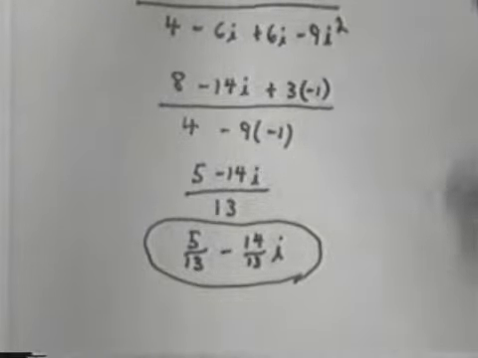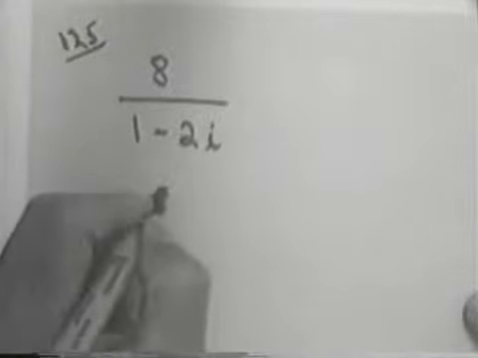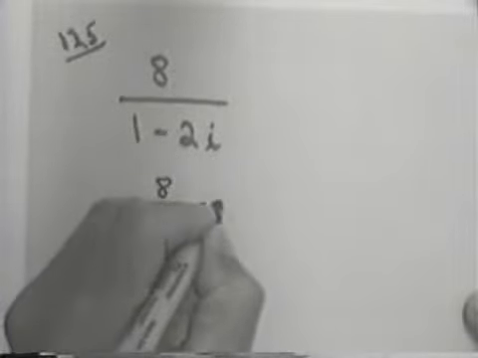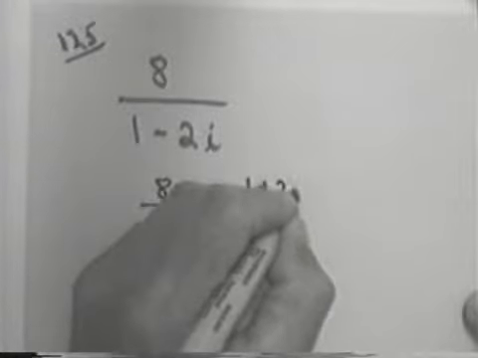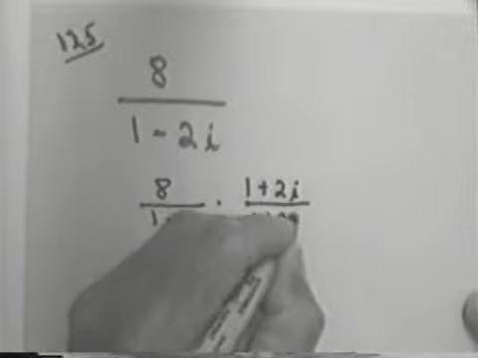Let's look at one more division problem, and then I'll give you some exercises. Let's look at 8 divided by (1 - 2i). It would be 8 divided by (1 - 2i) times the conjugate of the denominator, which is (1 + 2i), over (1 + 2i).